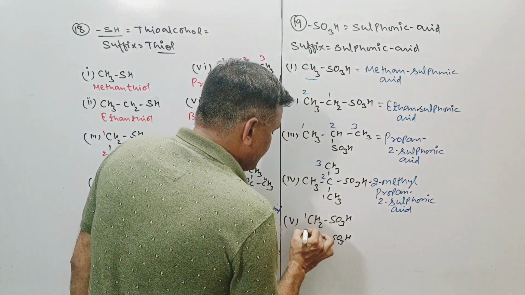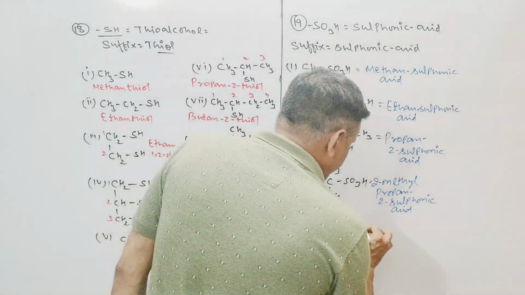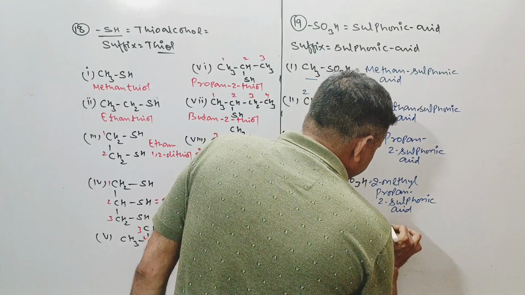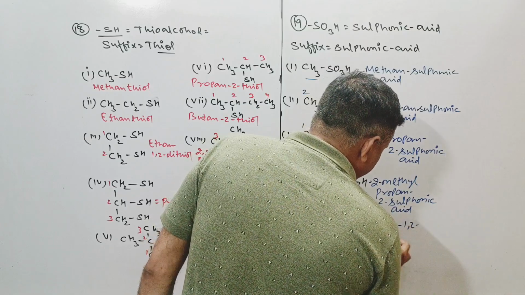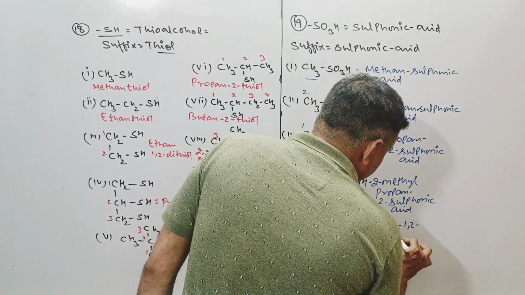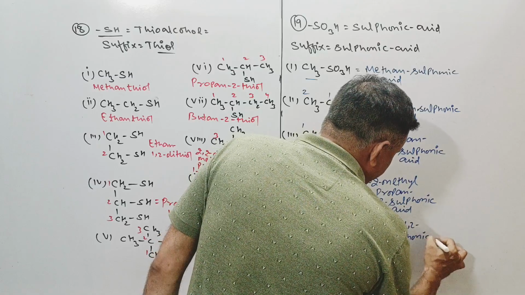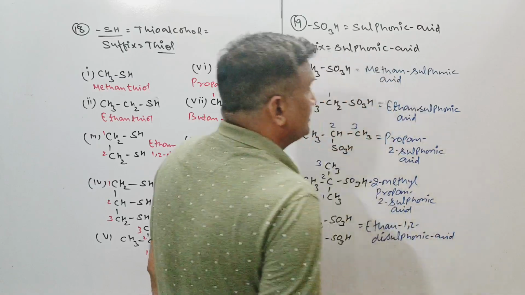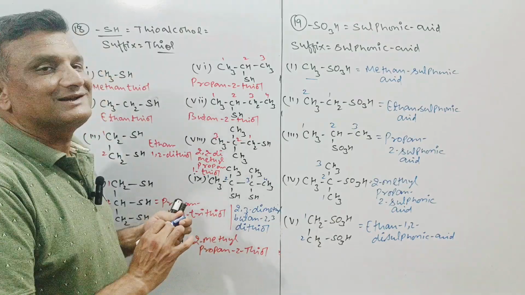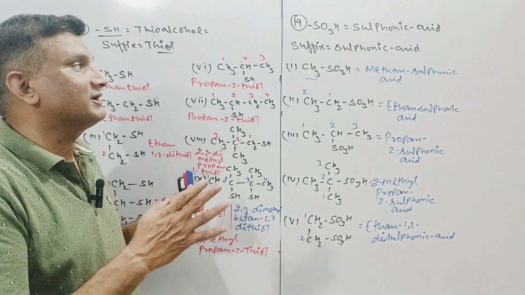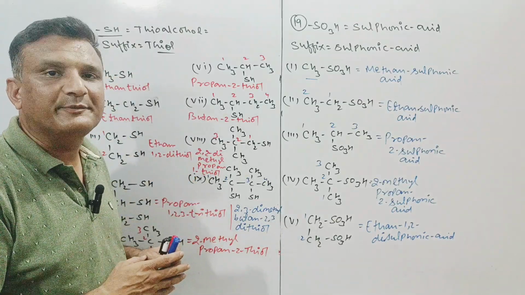This is the 1 and 2 carbon atoms, so it will be ethane 1,2-disulphonic acid, which will be the name of the compound. So this was about the 18th and 19th compounds as a nomenclature system in the form of IUPAC.